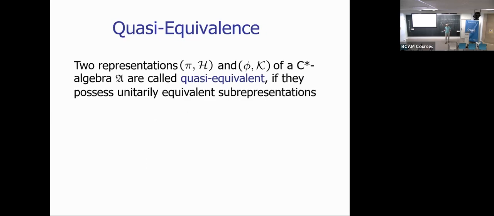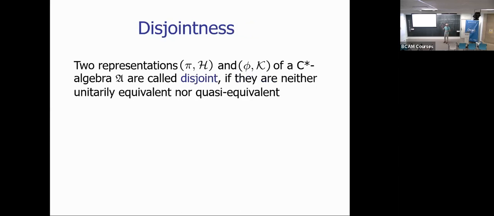And now we can combine these two concepts of a sub-representation and of unitary equivalence, and we say that two representations in two different Hilbert spaces H and K are called quasi-equivalent if they possess unitarily equivalent sub-representations. So it's not necessarily the case that they must be unitarily equivalent over their Hilbert spaces, but we should find sub-representations of both of them, and they should be unitarily equivalent. Then we talk about quasi-equivalence.